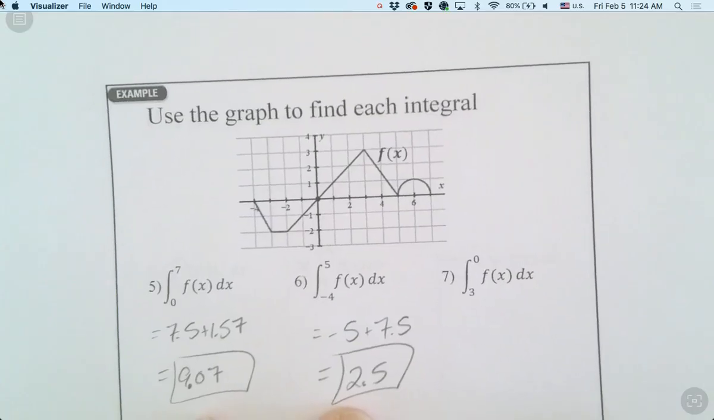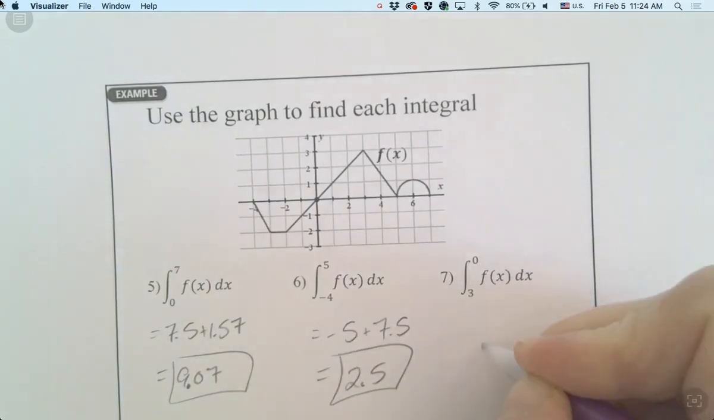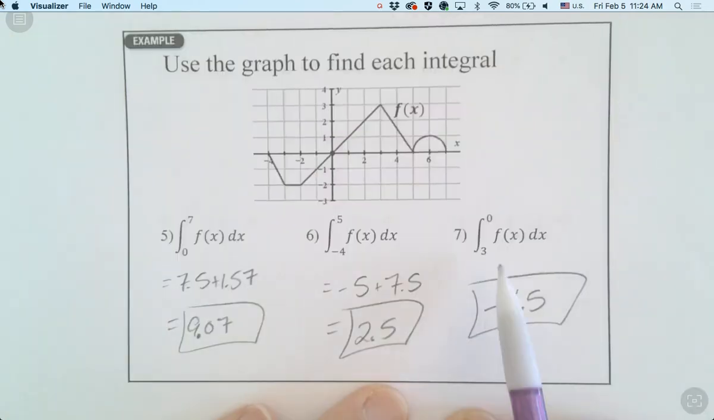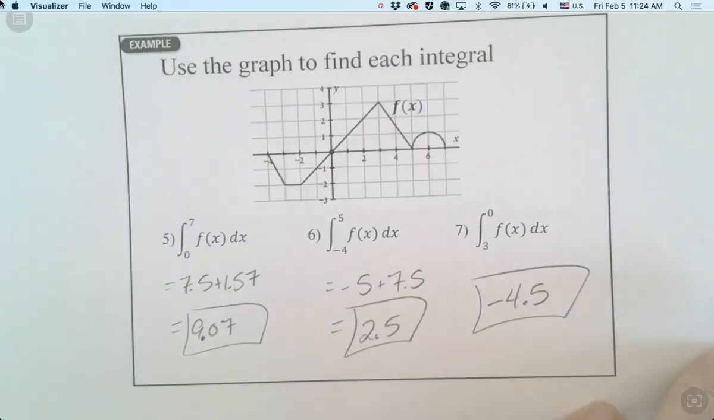You are going backwards. So what do you think that means about the area? It is negative. So this is actually negative 4.5. So you're going to want to pay attention to that. If the lower bound is larger than the upper bound, then you're moving from right to left instead of left to right. And in that case, it's negative. And we're about to talk about that with one of our properties of definite integrals.